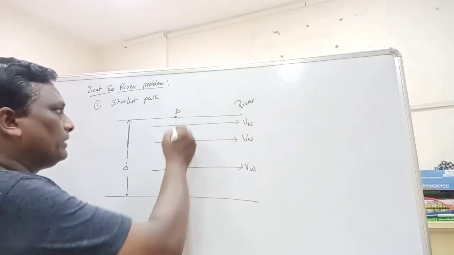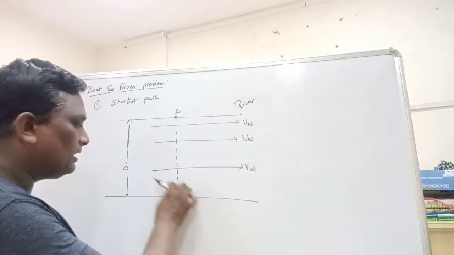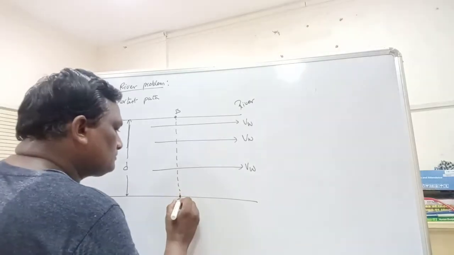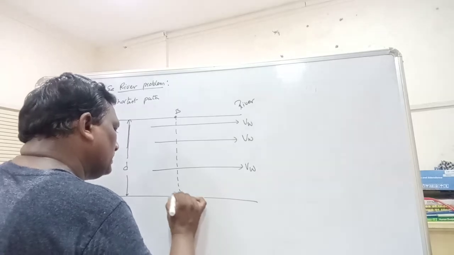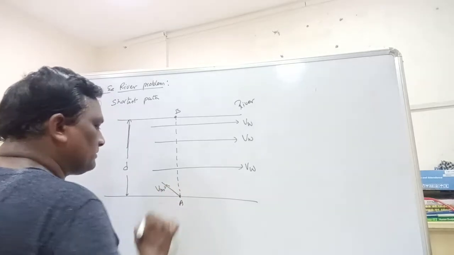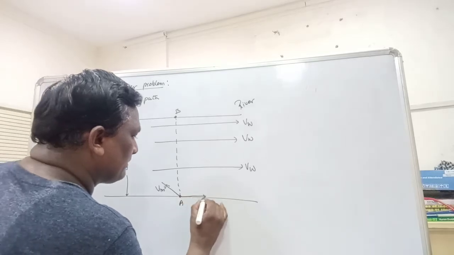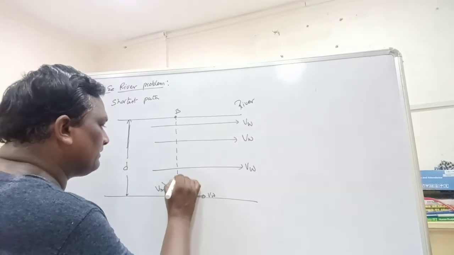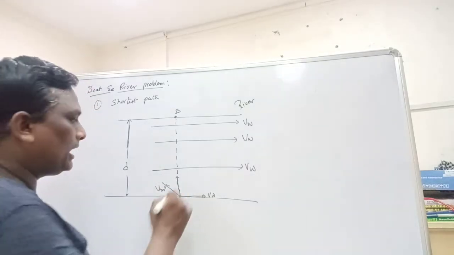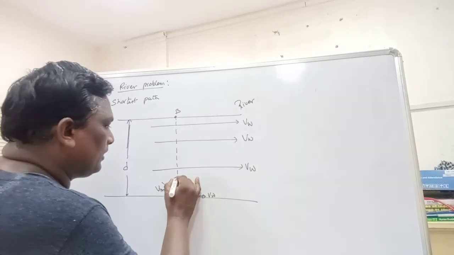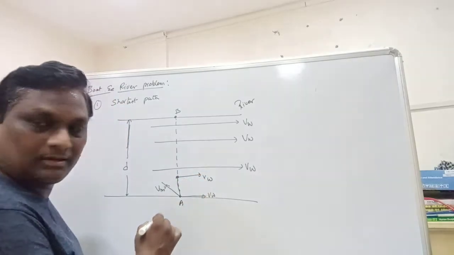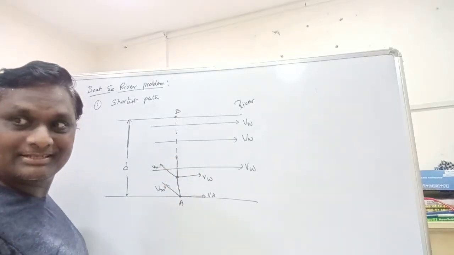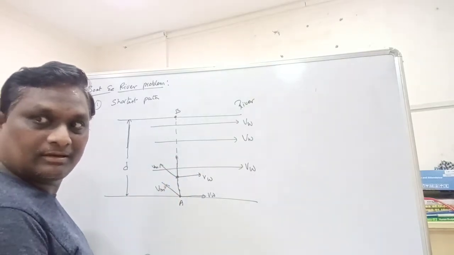See here. To reach the exact opposite bank, he has to swim in the upstream direction. Why upstream direction? That I will tell you. Suppose he swims in this direction. This is the man velocity and this is the river velocity, that is V water. The resultant velocity will come here. At this point, water velocity is in this direction only. Man has to swim in this direction and the resultant velocity will come in the perpendicular direction. Can you understand? Any doubt?